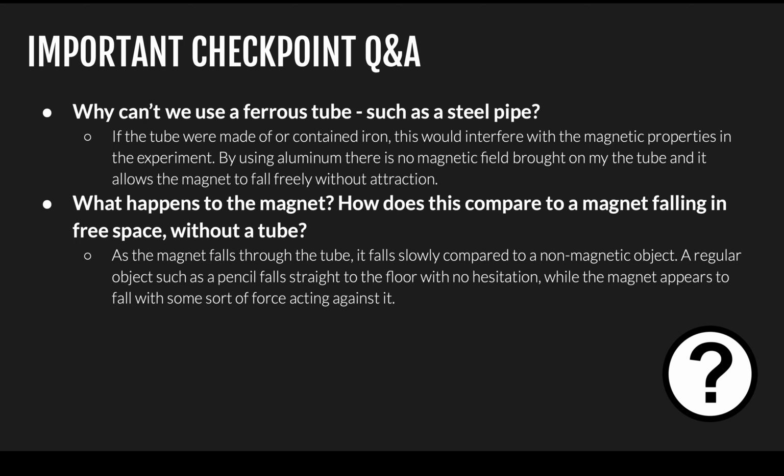When the magnet is falling through the tube, it falls slowly compared to a non-magnetic object. Thus, if I were supposed to drop a pen down the tube, it would fall straight to the ground. The magnet fell a little bit slower, almost like there was some sort of force acting upon it.